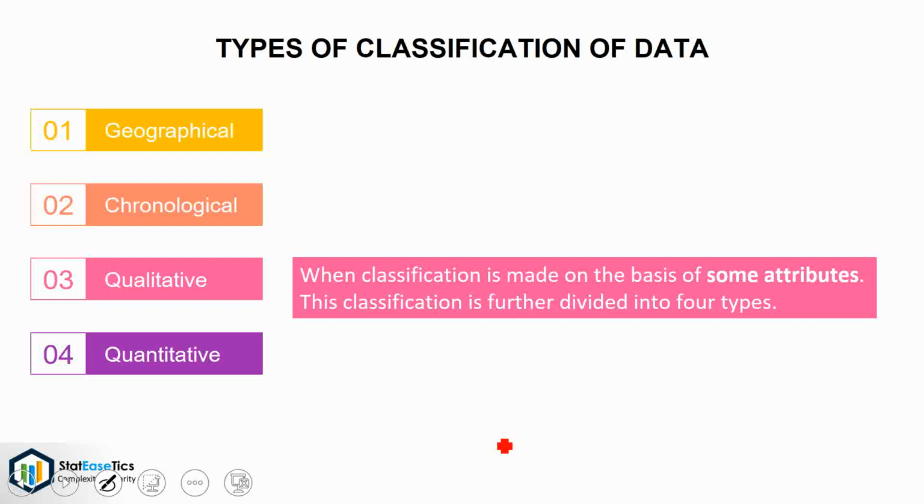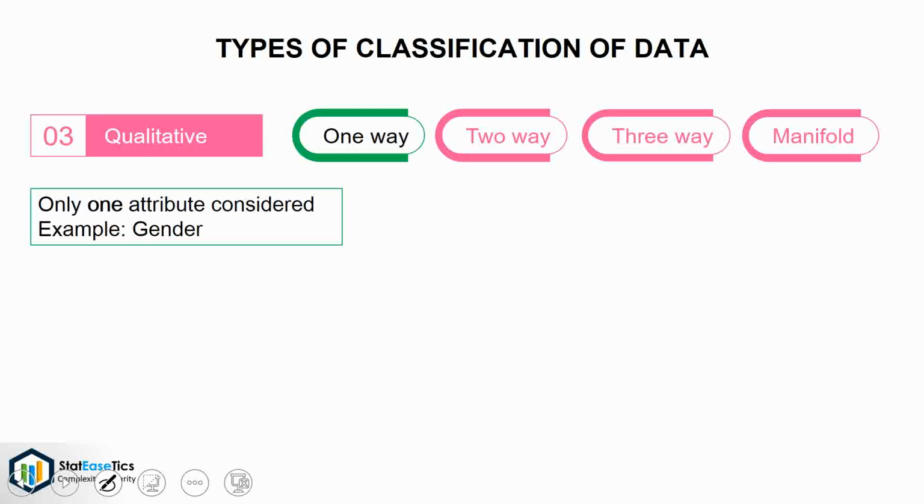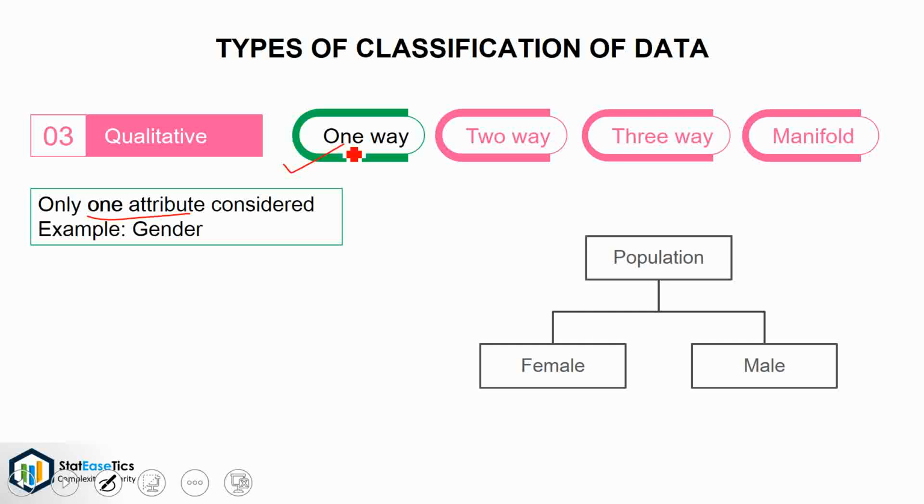When the classification is made on the basis of some attributes, it is called qualitative classification. This classification is further divided into 4 types: one-way, two-way, three-way, and manifold. When only one attribute is considered for classification, it is called one-way classification. For example, when population is classified based on gender, that is, only one attribute is used for classifying, it is one-way classification.